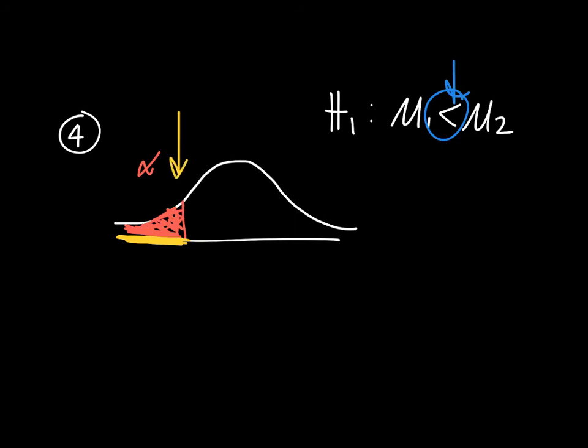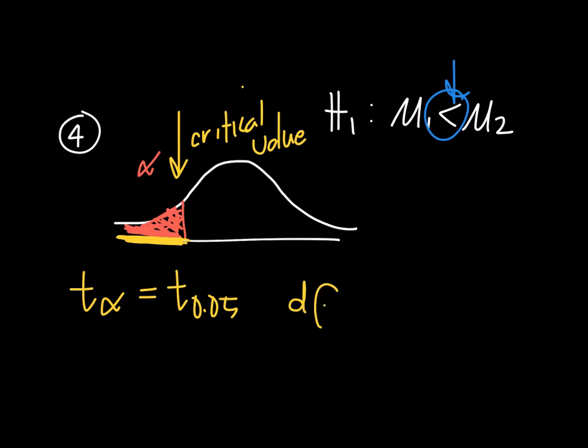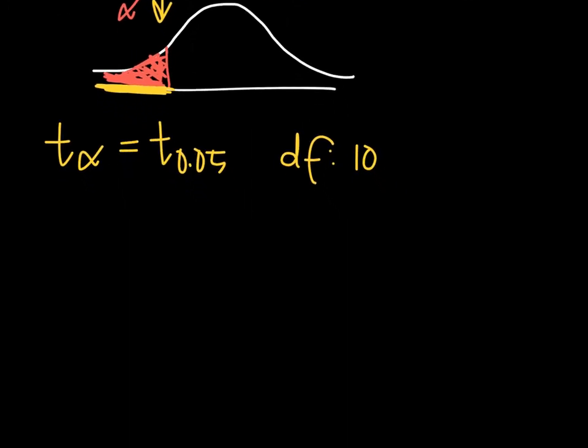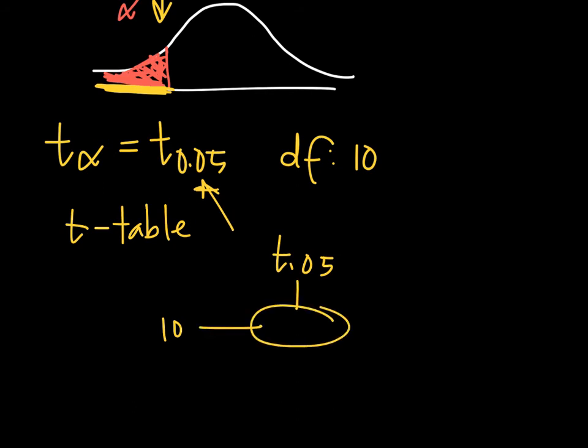Now to know the critical value, so the boundary is the critical value, we need to consider our alpha. So T of alpha is T of 0.05 with degrees of freedom that we have calculated as 10 in step number 3. So we have to refer to our T table. So use the T table to locate the T of 0.05. That's on your first row, and then down to the 10th degree of freedom. So whatever the number indicated there, that is the value that we have to use.